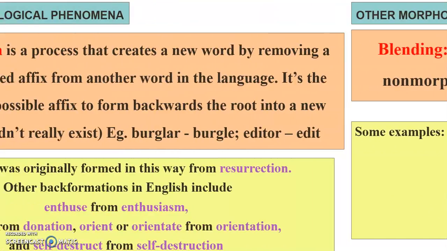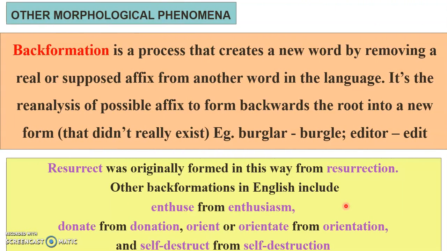Okay, that is blending. Back formation. It's a process that creates a new word by removing a real or supposed affix from another word in the language. So have a look at the word burglar and burgle. Burgle is a back formation. It creates the word burgle from removing a supposed affix from another word in the language. It's the reanalysis of a possible affix to form backwards the root into a new form that didn't really exist.